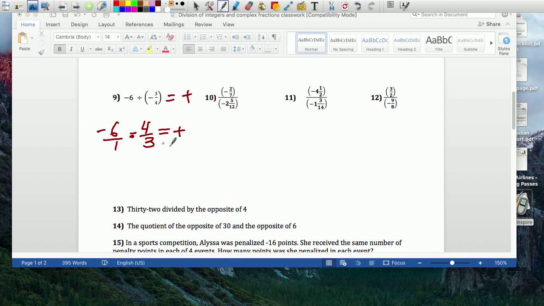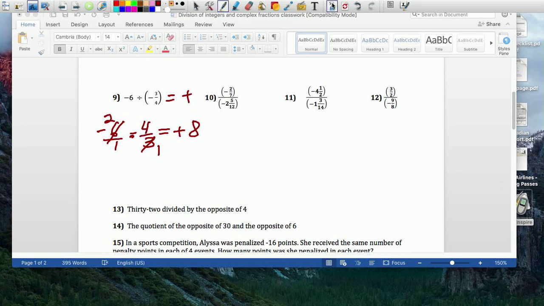Can I simplify anything before I multiply? Yeah, the 6 and the 3 here. I can divide 3 by 3, and I get 1. And I can divide 6 by 3 again, and I get 2. 2 times 4 is 8, so I get 8. Okay, and then I knew that, again, a negative times a negative is a positive.